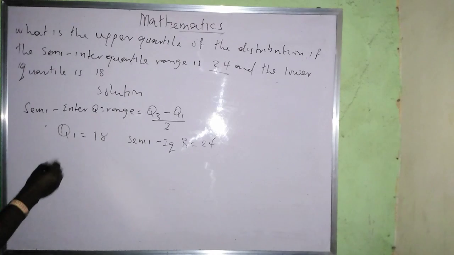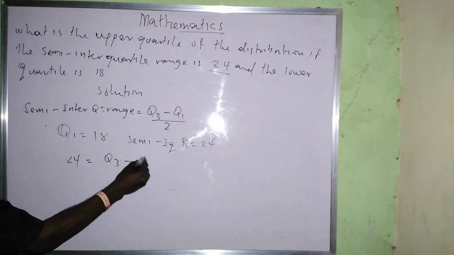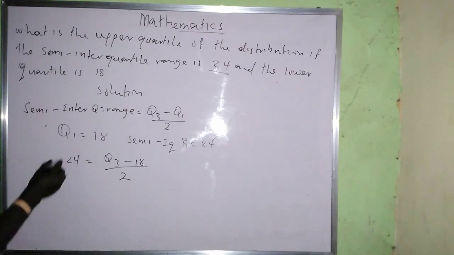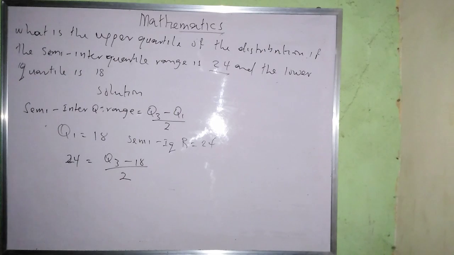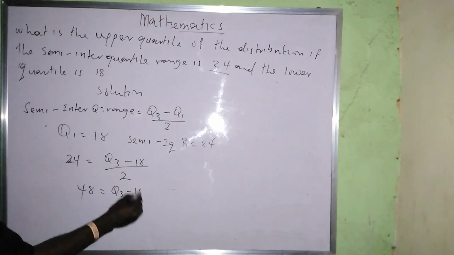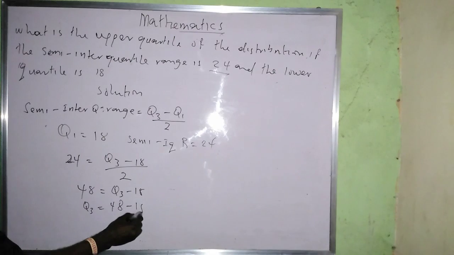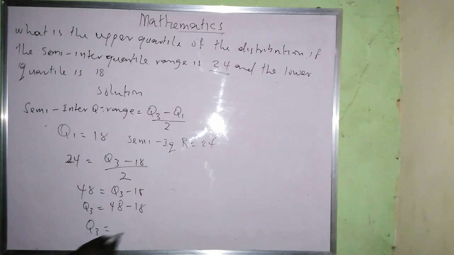Now it means I'll just have 24 equals Q3 minus 18, divided by 2, which is 24 times 2. I'll be having 48 equals Q3 minus 18. Now my Q3 will be 48 plus 18, which is going to be 66. Yes, so 66. That is my Q3.